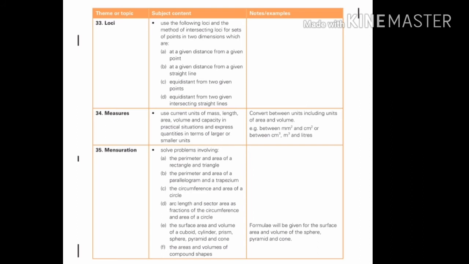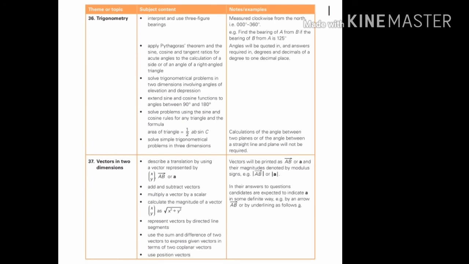Chapter number 36 includes trigonometry, having subtopics like interpret and use three-figure bearings, Pythagoras' theorem, solve trigonometrical problems in two dimensions involving angles of elevation and depression, extend sine and cosine functions to angles between 90 and 180 degrees, solve problems using the sine and cosine rules for any triangle and the formula for the area of a triangle, and solve simple trigonometrical problems in three dimensions.